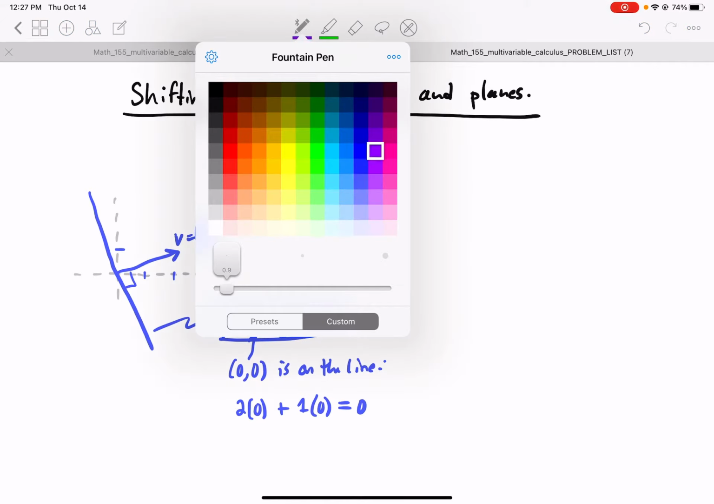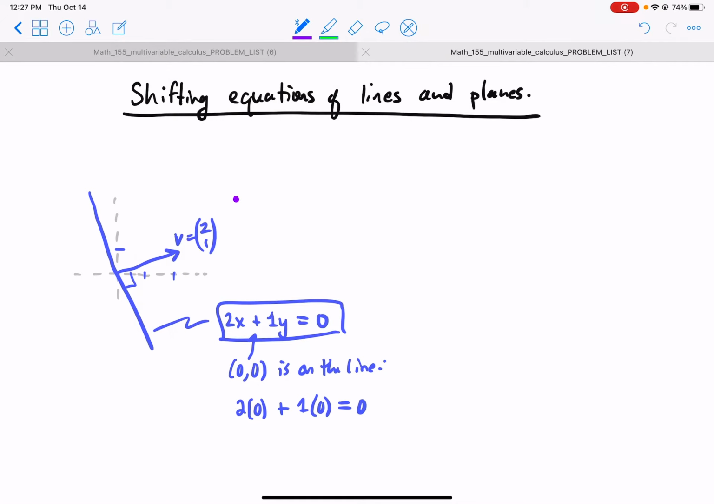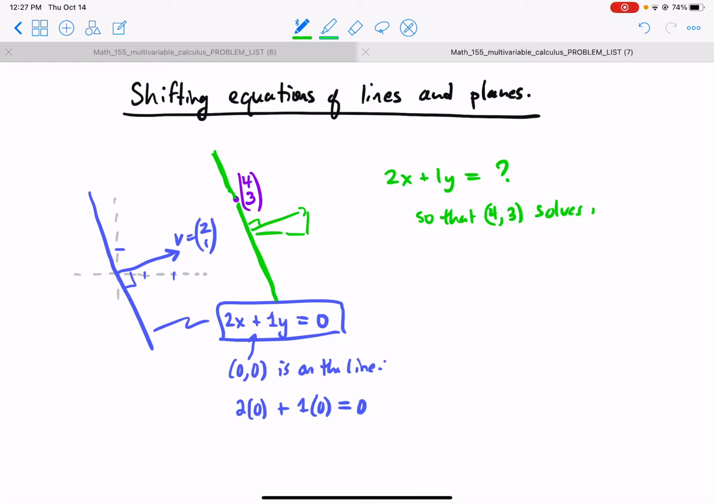Now, what if we want to take this point, let's say it's (4, 3) over here, and we want the line to be shifted to go through the point (4, 3). We want it to have the same slope, the same tilting. We want it to still have a normal vector (2, 1), and have that vector still be 90 degrees, but we want it to go through (4, 3). And what do we do? Well, we want 2x + 1y = something so that (4, 3) solves it.